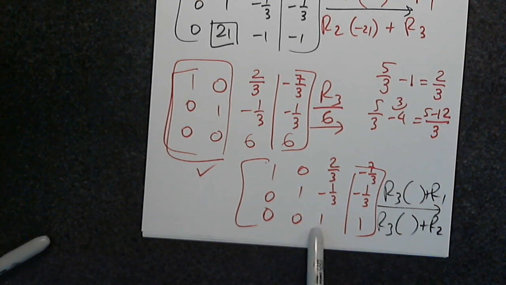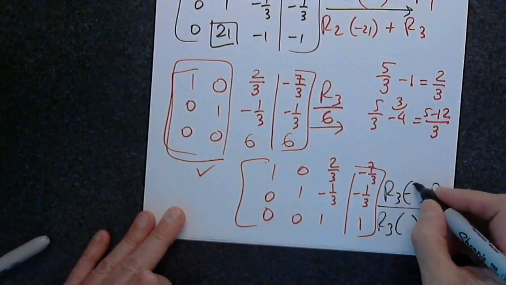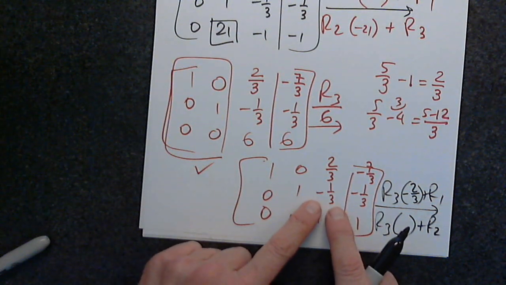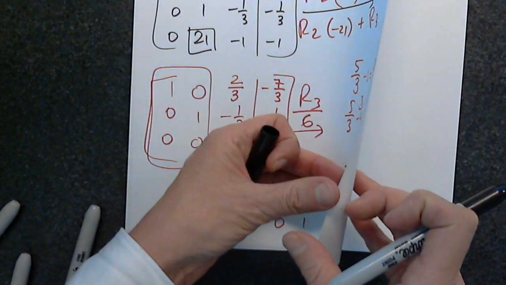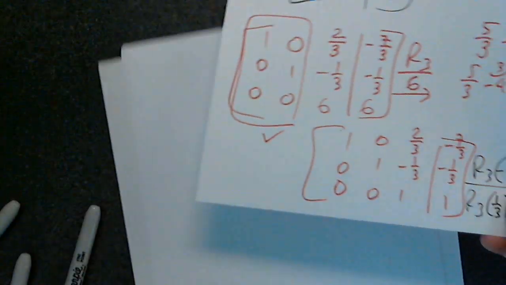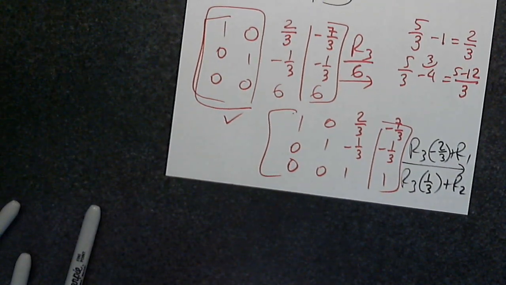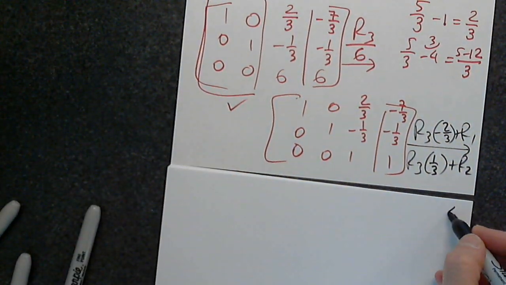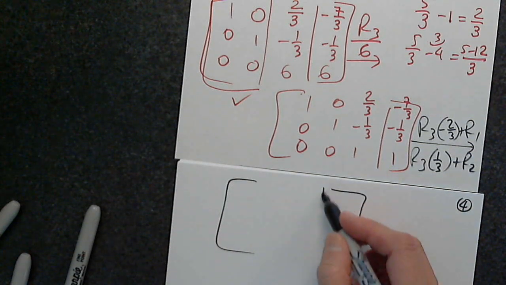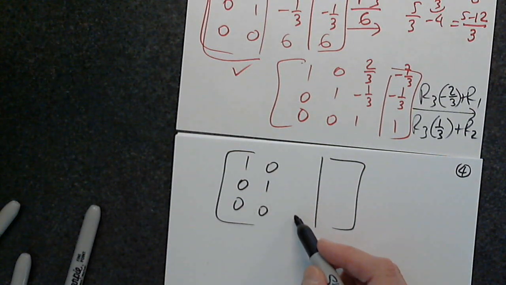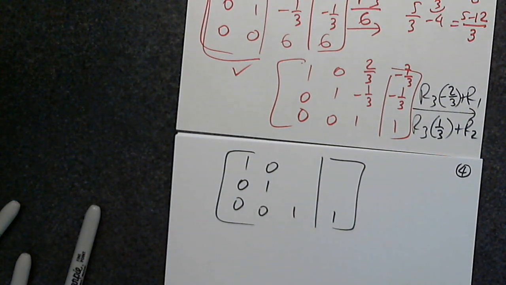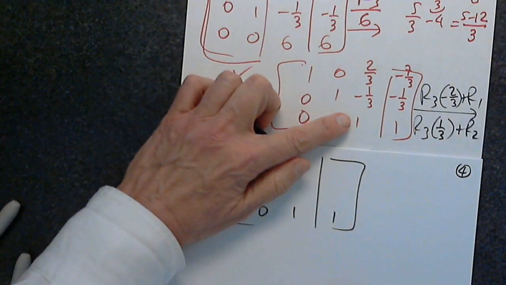So what do I multiply 1 by to eliminate 2/3? Very good. What do I multiply 1 by to eliminate negative 1/3? Very good. And this is the very last step. Which row do I have to copy now? Right, the row I'm using. Okay, very good.